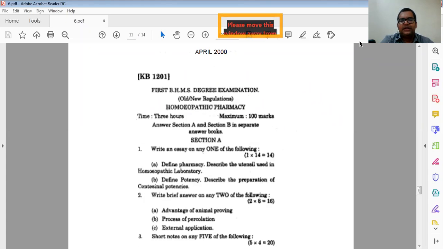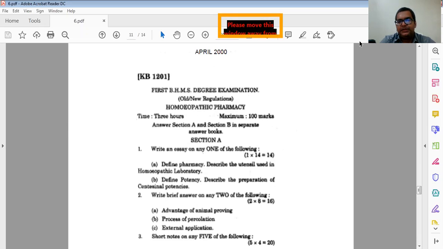So for components, one or two lines you can write: there is collection, there is preparation, there is preservation, digestion, all these things. Just give a little explanation. Then after that you have to write the different instruments, especially the ones which are used more.